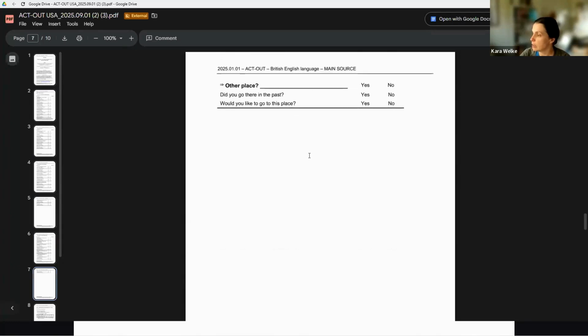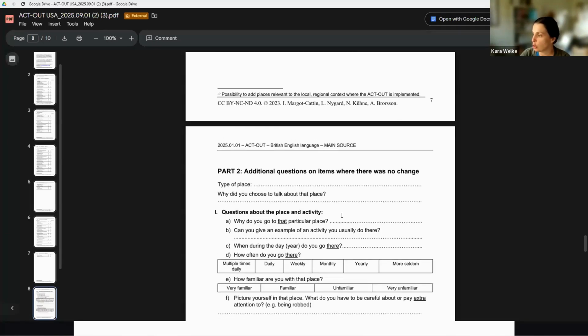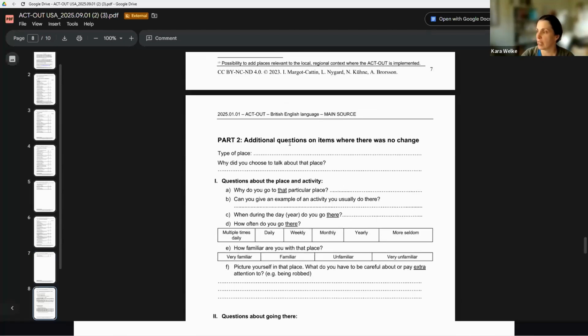And then we get to part 2. So part 2 is the one that I don't think I probably explained the best when it's on PowerPoint. But basically for part 2, this is where they pick another place, or they pick a place that there was no change with. Okay, so they went to it before and they still go to it now. So maybe they pick the doctor's office. They went to it and now they still go to it.